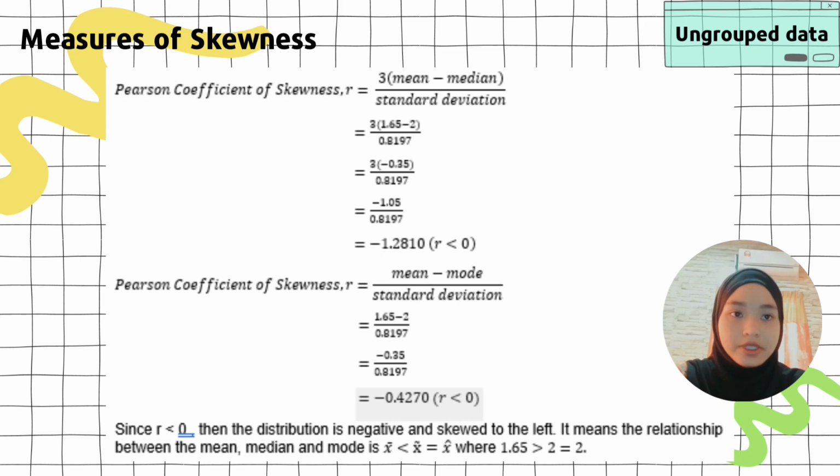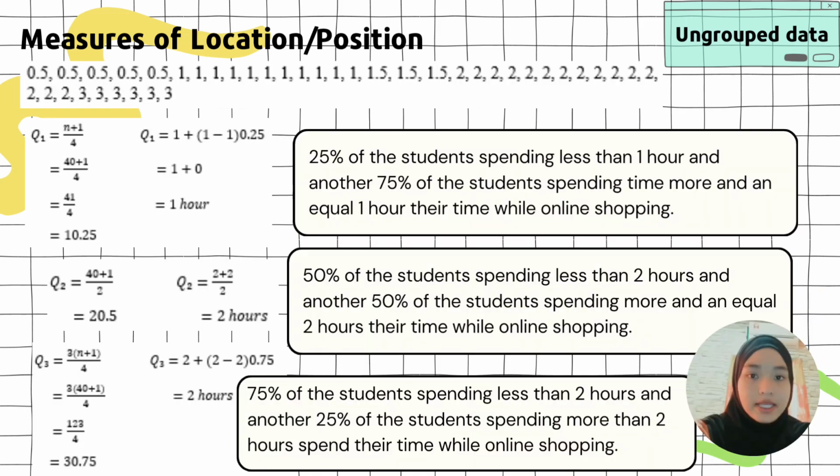So here is the measures of skewness. The Pearson coefficient of skewness is equal to R. When we calculate, we found that the value of R is less than 0. Since R is less than 0, the distribution is negative and skewed to the left. The last is measures of location and position.